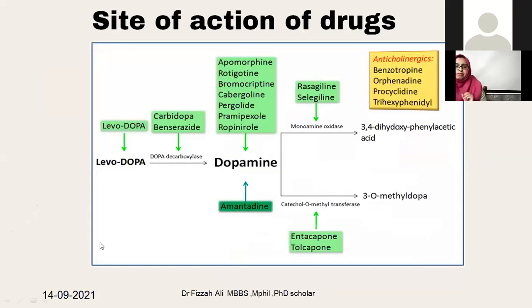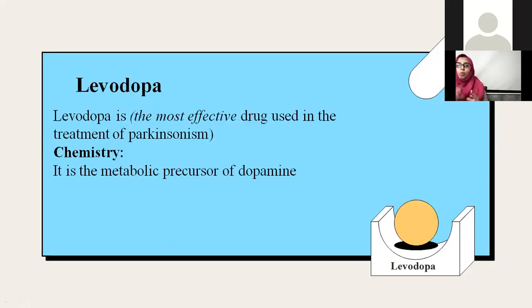So we have levodopa, which is basically a precursor of dopa. We have carbidopa, which basically helps in dopa decarboxylase inhibition, and as a result, dopamine is formed. Then we have dopamine agonists that will activate the dopamine receptors. Then we have the antiviral amantadine that will also increase dopaminergic activity. We have monoamine oxidase inhibitors that will also help in increasing dopamine. And we have COMT inhibitors that again will increase dopaminergic activity. What is levodopa?